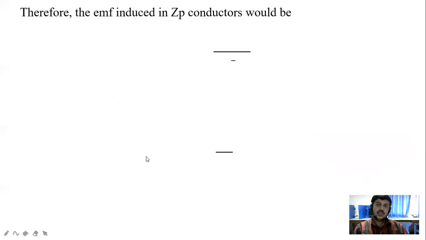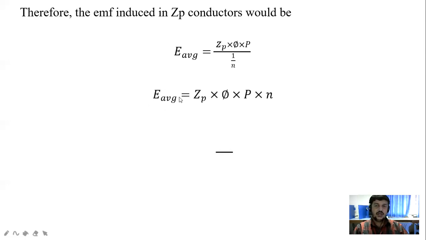Therefore, the EMF induced in Zp number of conductors would be given by E average equal to Zp into phi into P, which is d phi, divided by time required to complete one revolution. So that time is equal to 1 divided by n. So E average is equal to Zp phi P divided by 1 by n. So we can simply write that equation for E average as Zp into phi into P into n.